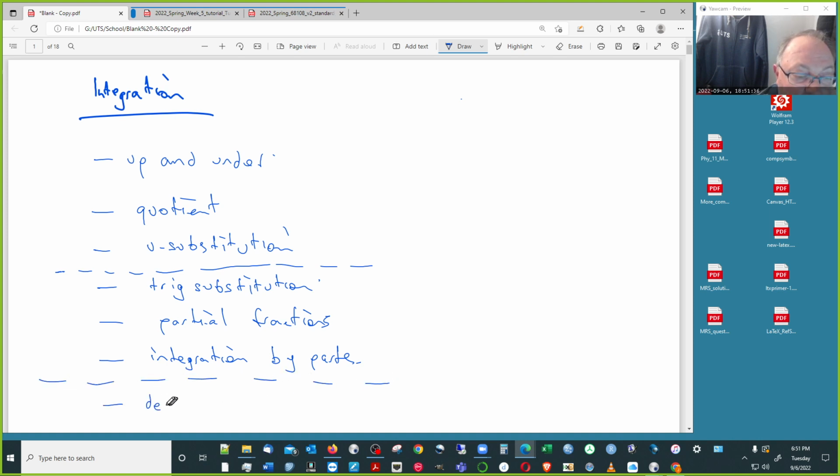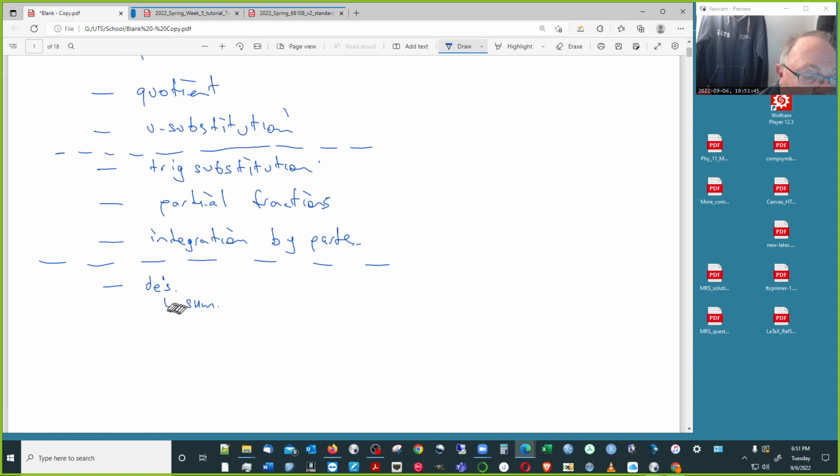So DEs, they used to be simple harmonic motion and some simple mechanics type problems, but they've actually started putting them in a bit more formally in the curriculum, I noticed. So mechanics, we'll call it. So there's a little bit of that going on.